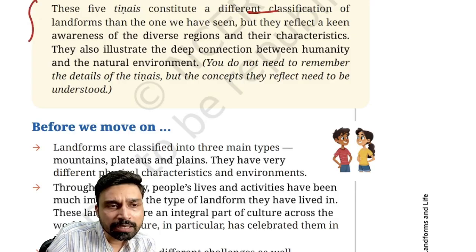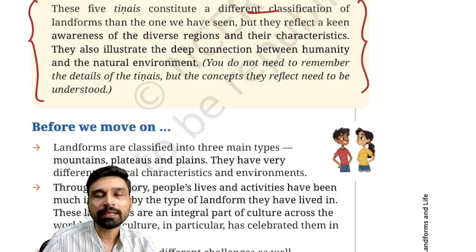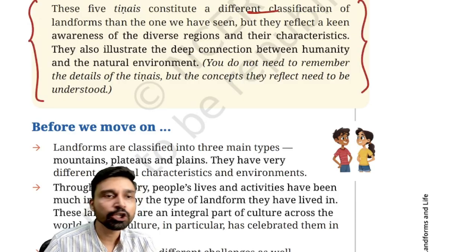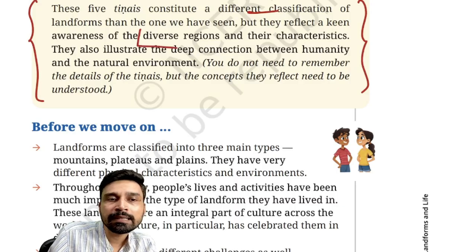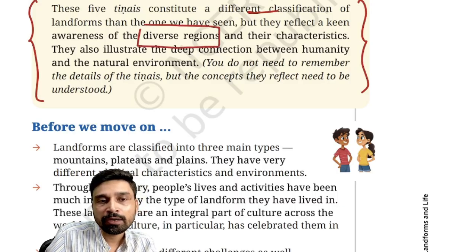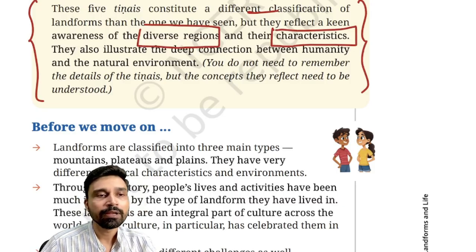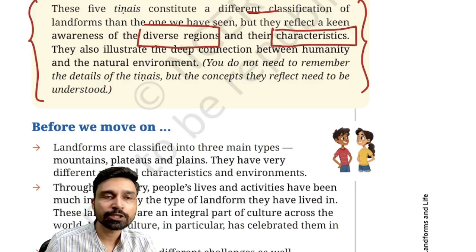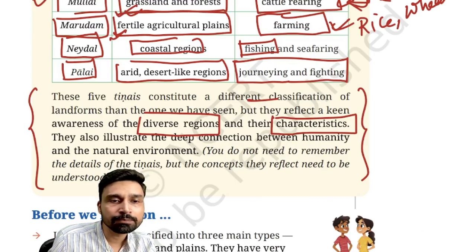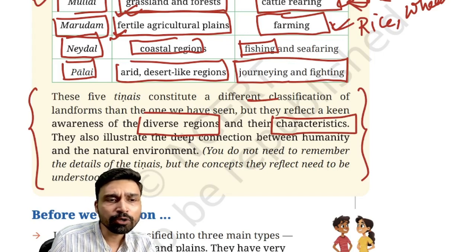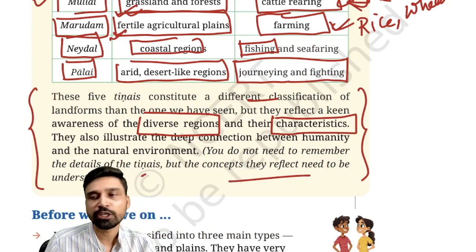But based on our discussion, what we can say at least is that even in older times, people had acute awareness that India is a land full of diversity. And not only that it is full of diversity, but also what kind of characteristics these lands have. This is clearly seen from the discussion that we did based on this particular table. So you do not need to remember the tables tonight, but the concepts they reflect need to be understood.